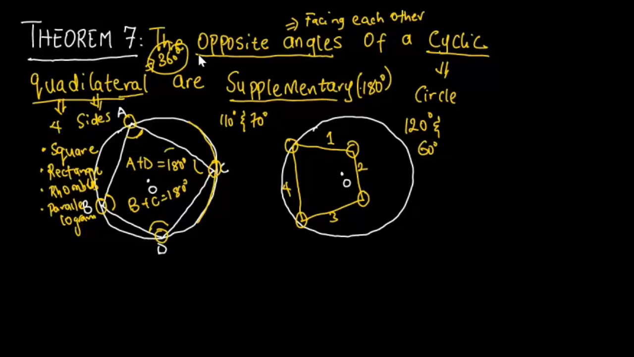So definitely, if you add 180 here plus 180 from the opposite sides, it will give you 360 degrees. But basically, this term tells us that opposite angles of a cyclic quadrilateral are supplementary. So if I know that one side is 90 degrees, definitely the other side should be 90 degrees. Why? Because they must both add up to give us 180 degrees.